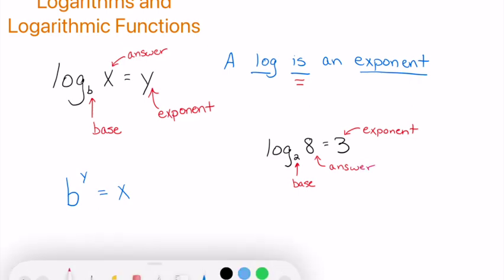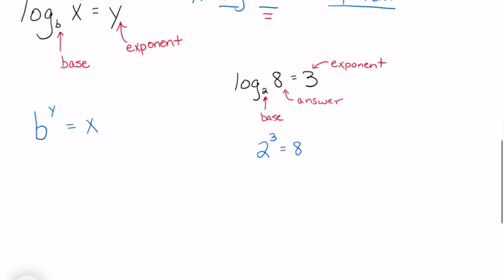So what are we going to write this as? 2 to the power of 3, the base is 2 and the exponent is 3, 2 to the power of 3 equals 8, or 2 cubed equals 8. This can be done with fractions as well, and it's really not even that difficult.